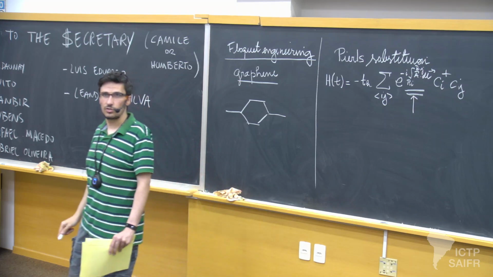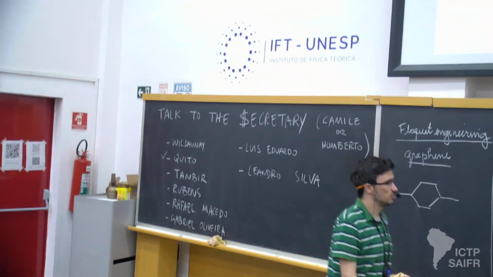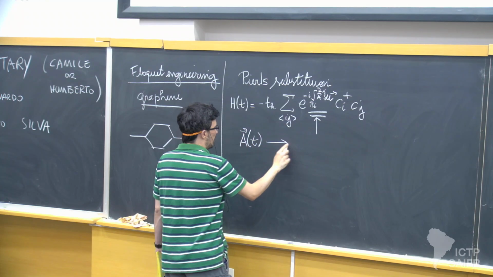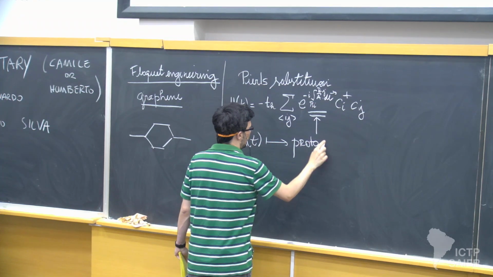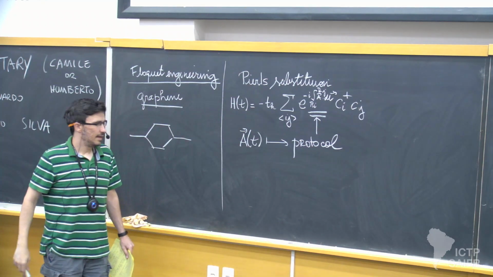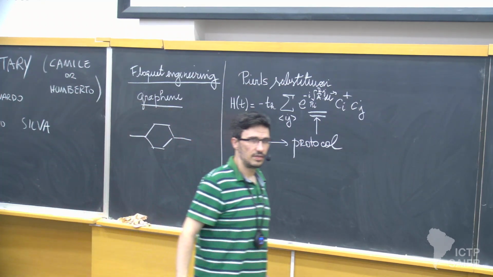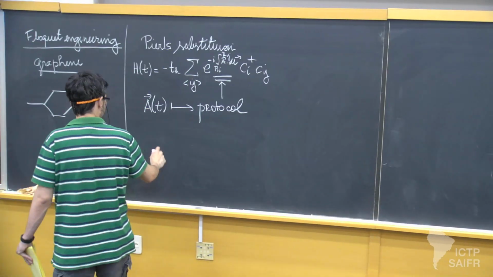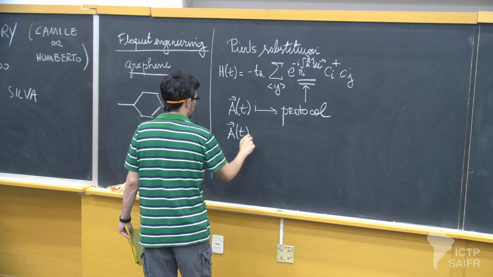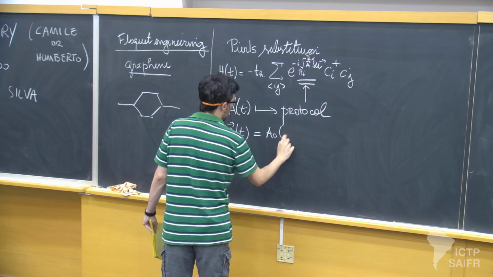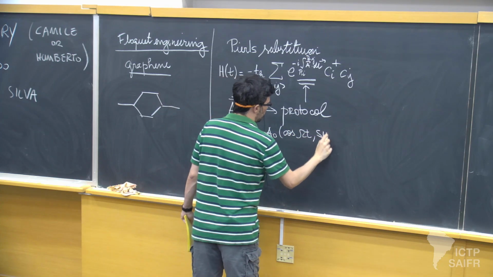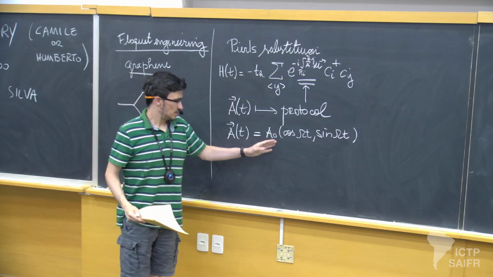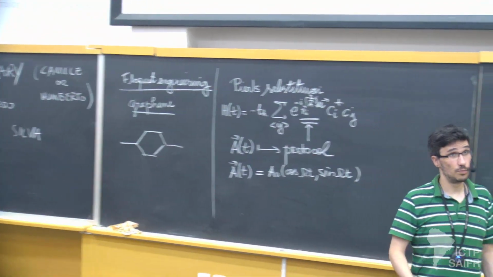And as I told you yesterday, you can choose the vector potential the way you want. The vector potential is typically a function of time, and the choice of the vector potential is part of the protocol. Yesterday I told you that one very specific choice that is quite interesting is circularly polarized light. In that particular case, A of t becomes A0 cosine of omega t, sine of omega t. As we're going to see, this term is going to open up a gap in our spectrum.